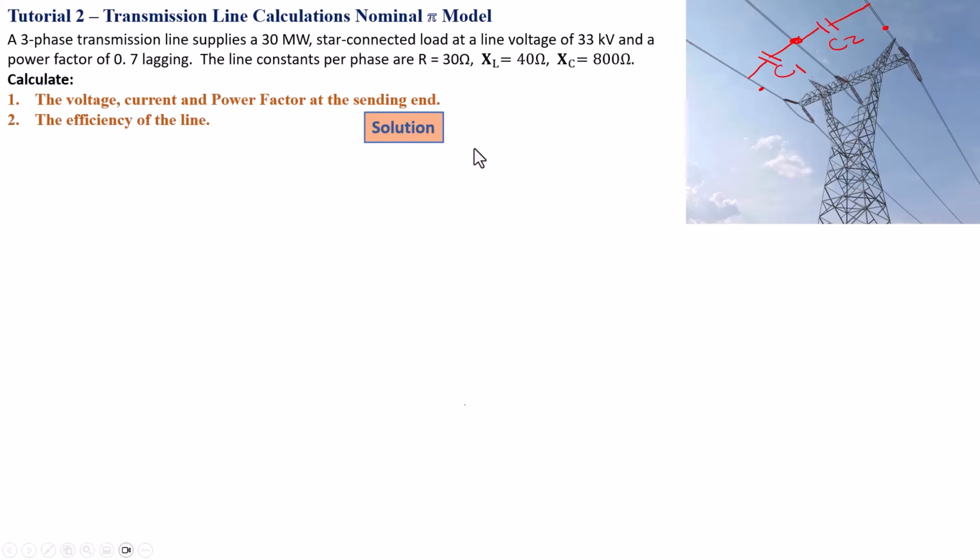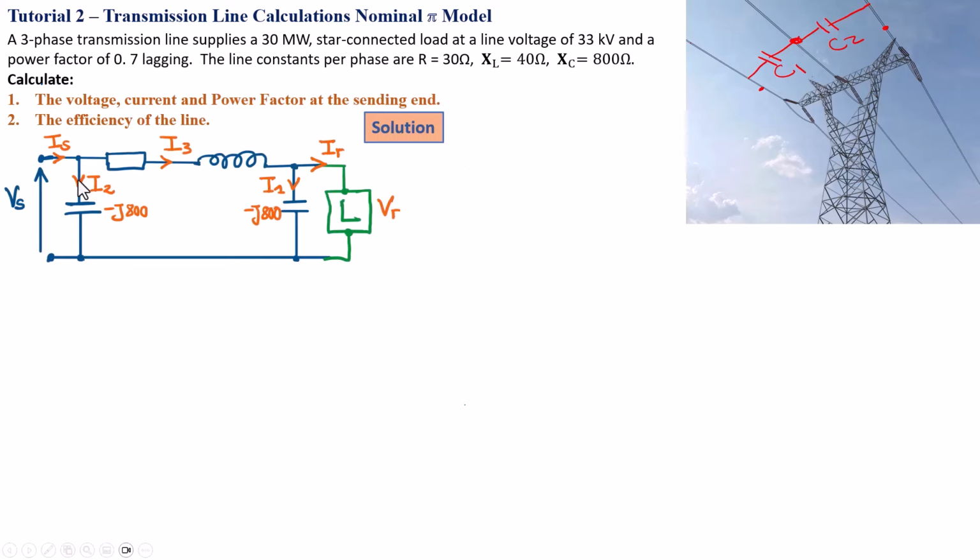Let me just bring the circuit here for this pi model. So we've got capacitors represented at both ends of the circuit, at the sending end and at the receiving end, with our series impedance of the transmission line. Now this is a single phase representation of this pi model. Great stuff. Now before we start solving this problem, let's first answer this very basic question: why do power system engineers use the nominal pi model to solve transmission line problems?